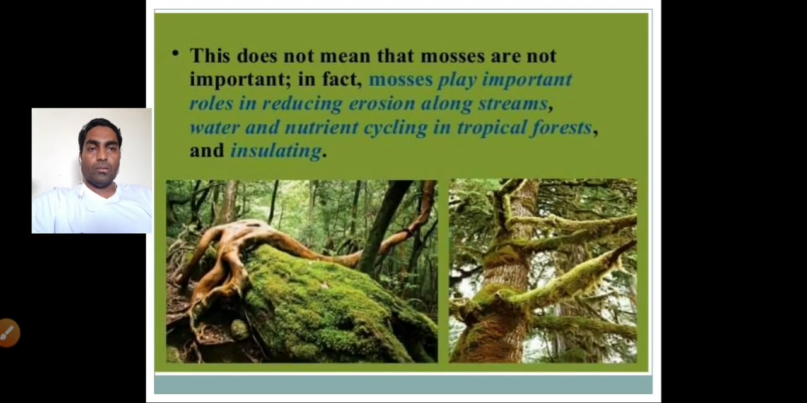Although they are not divided into all these things, they are very important ecologically, and they play a role in reducing erosion along the streams, in water and nutrient cycling in a tropical forest, as well as acting as insulating agents.